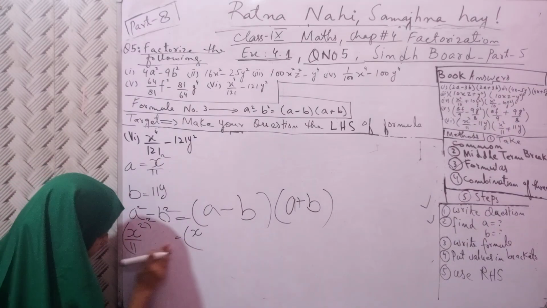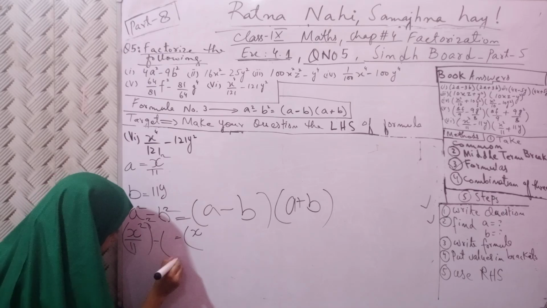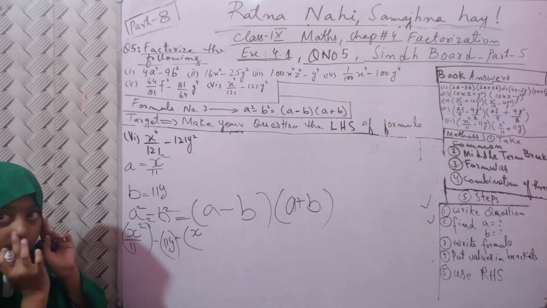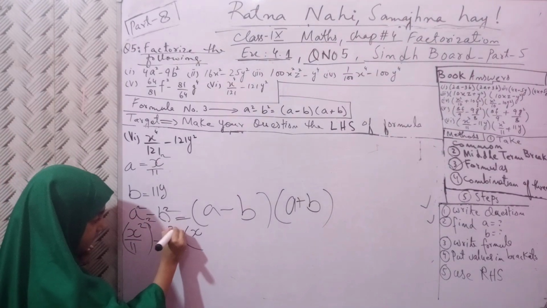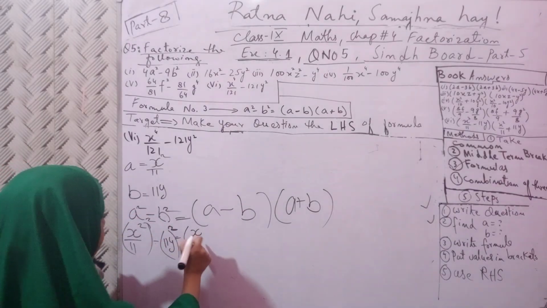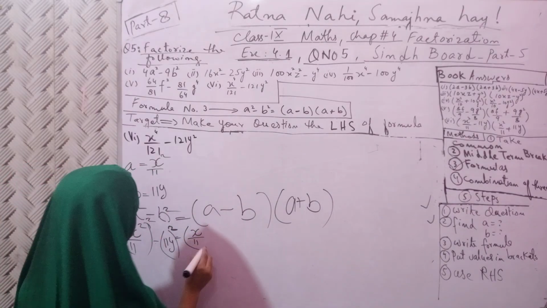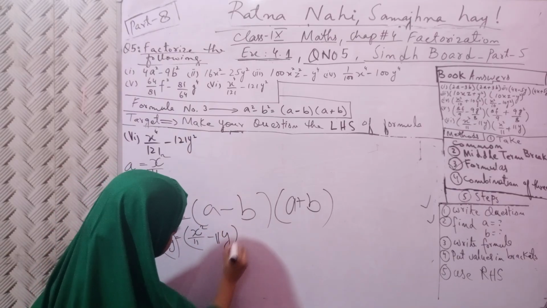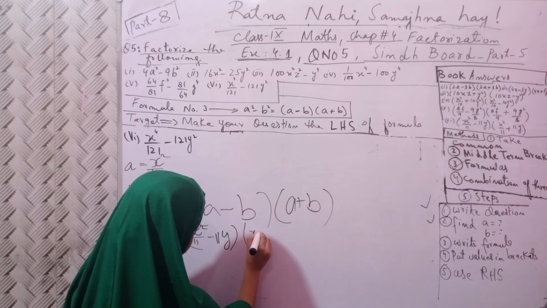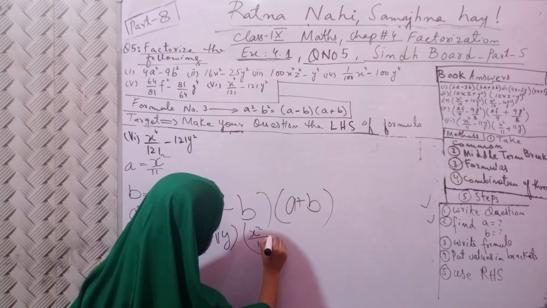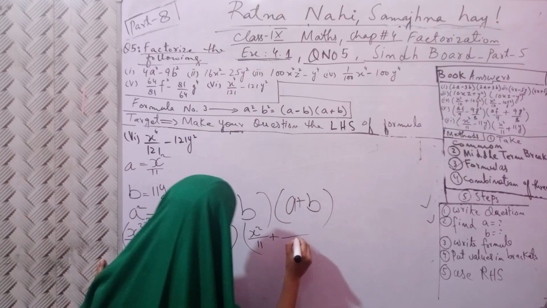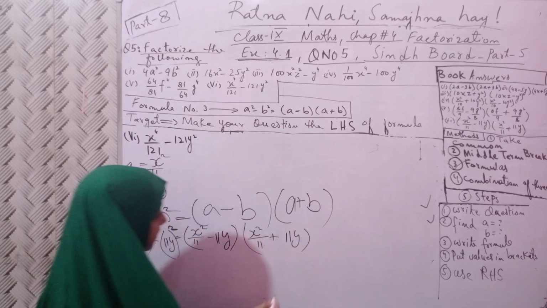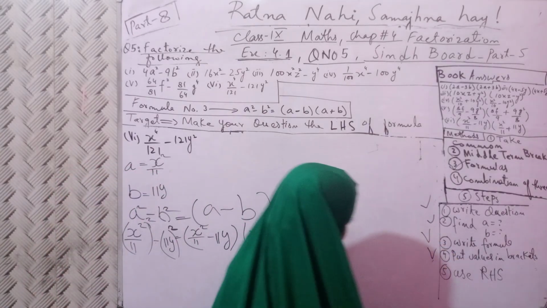Sorry, I have some mistake. I am correcting this. This bracket 11y. Done. x square 11 square minus 11y bracket x square 11 plus 11y. Then this right formula, put value in bracket.